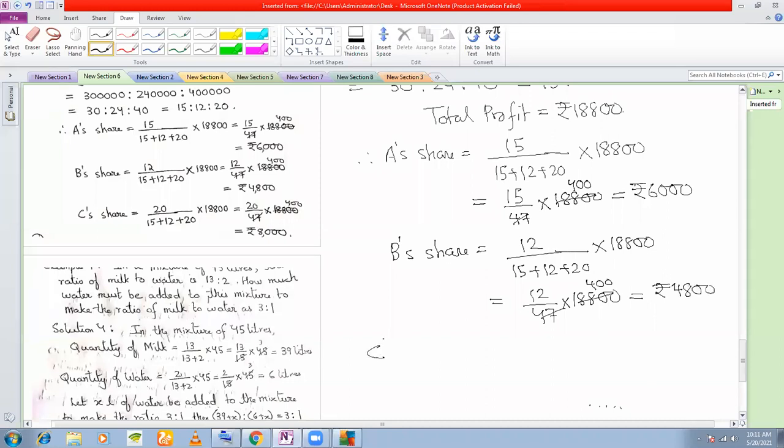How much does C get? C's share you can take out from the total also. You can either work out as the way I have worked it out, or what you can do here is from 18,800, you can subtract 6,000 and 4,800 to get C's share as 8,000. Okay, so that's it. Moving on to the next one.